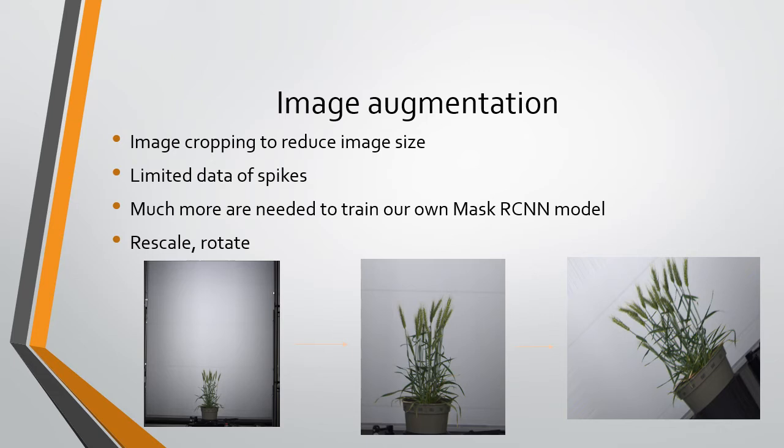So as a result of this, we needed much more data for spikes to be able to train our model. So what we had to do was rescale and rotate, and this can artificially increase our data size without the need to gain more photos.